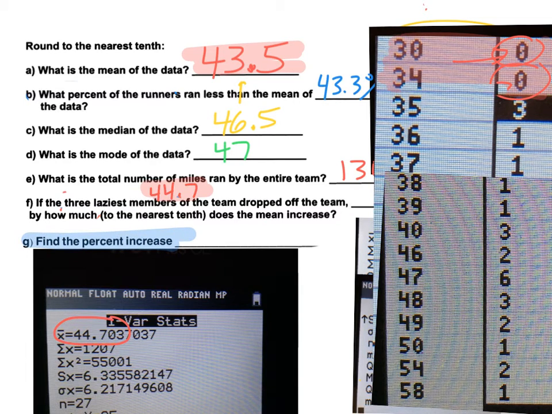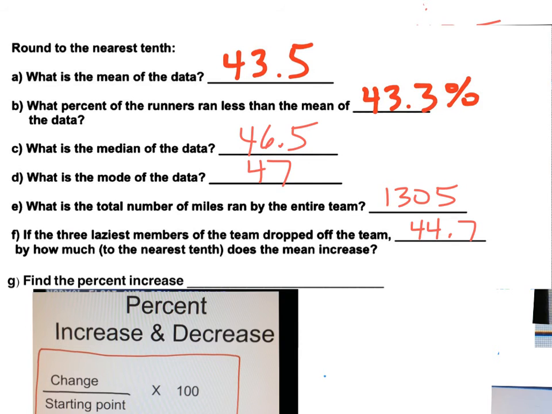Now, to do percent increase or percent decrease in statistics, we're going to use the following formula. We're going to take the change divided by the starting point and multiply that by 100. So to find either the percent increase or the percent decrease, you take the change over the starting point and multiply it by 100. That would be a good formula I would have written in your notes.